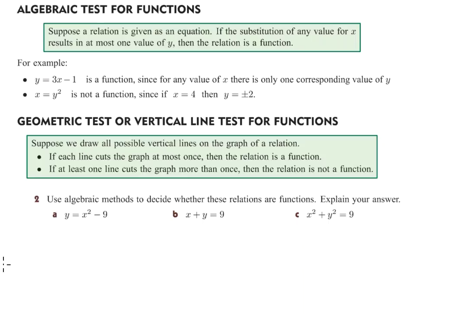So for me, the algebraic test is really supported if you are able to picture in your mind the graph. So for me, when I see y equals x squared take 9, I know because there's a square on the x that we're going to have a quadratic function, which is the shape of a parabola. And if the parabola is opening upwards or downwards, every x value will only have one y value. So part A is a function.